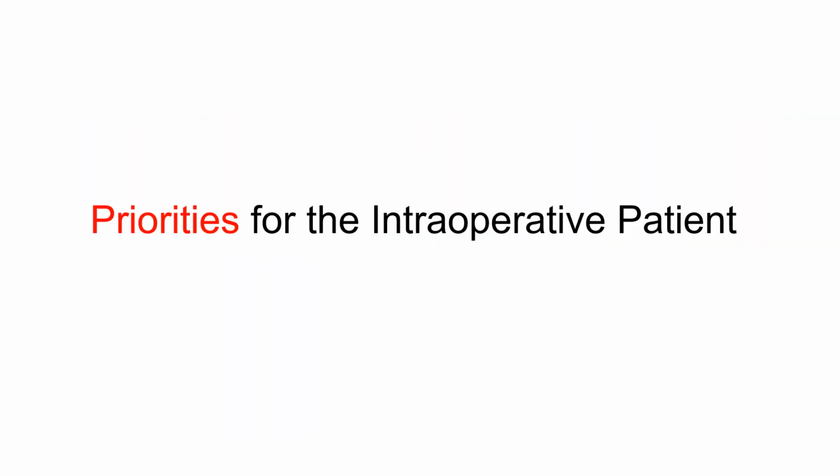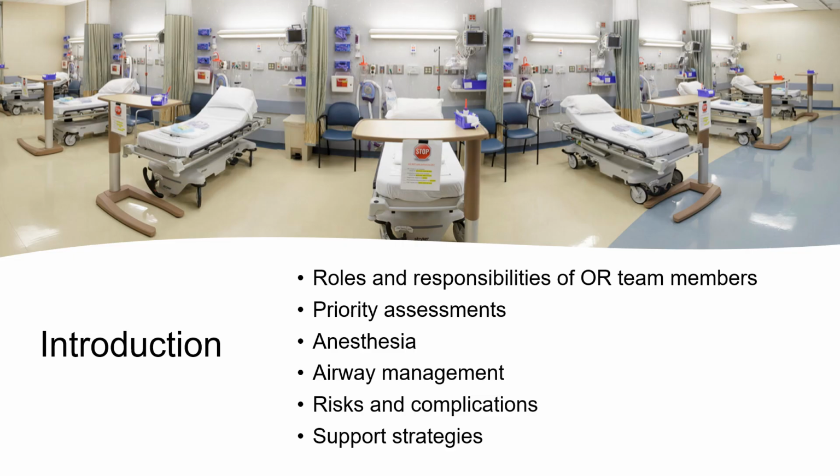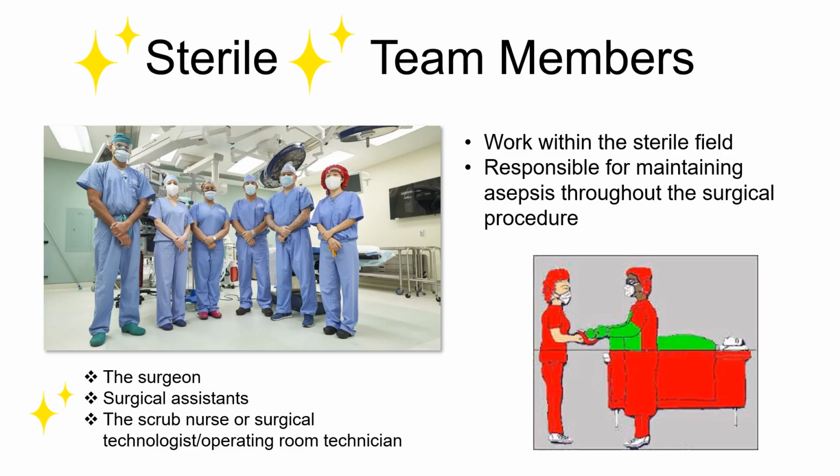So we're going to get into it. We're going to talk about the priorities for an intraoperative patient. Intraoperative means the patient is in the operating room. These are all the points that we're going to talk about. The roles and responsibilities of the OR team members, our priority assessments. We're going to get into a little bit of the anesthesia component, management of our airway, risks and complications, and then ways that the RN can support the patient and their family.